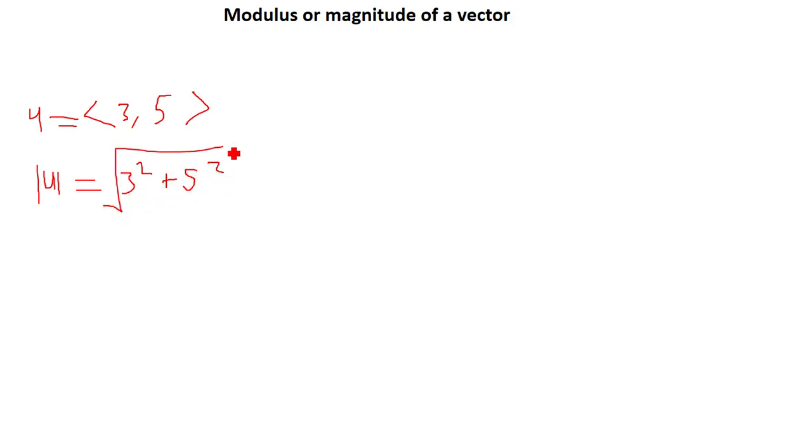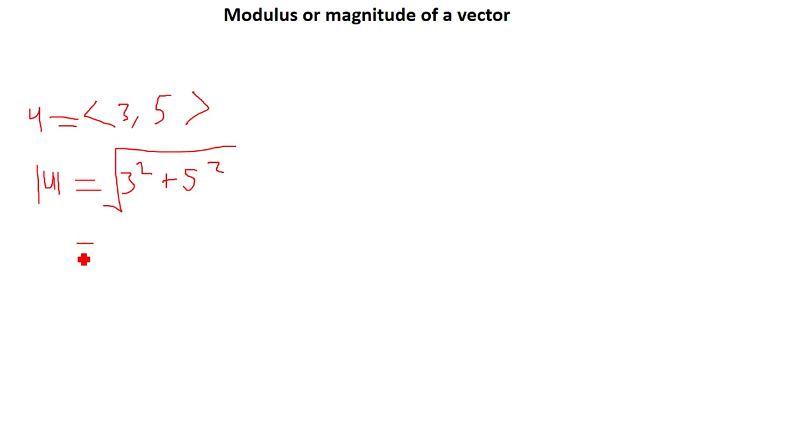So if you've been given a vector, maybe for instance (3, 5), and you've been told to find the magnitude of this, if this is, for instance, u, then the magnitude of u will simply be equal to 3 squared plus 5 squared, then the square root of that.